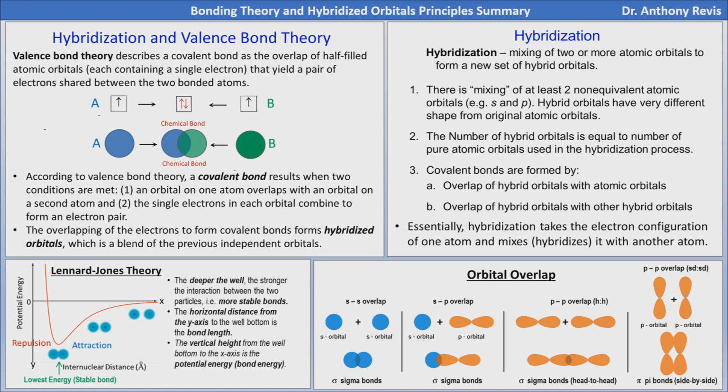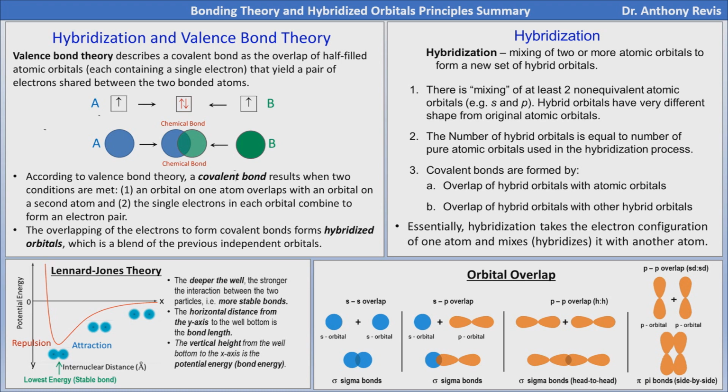Hybridization. Hybridization is mixing of two or more atomic orbitals to form a new set of hybridized orbitals. 1. There is mixing of at least two non-equivalent atomic orbitals, for example, S and P. Hybridized orbitals have very different shape from original atomic orbitals.